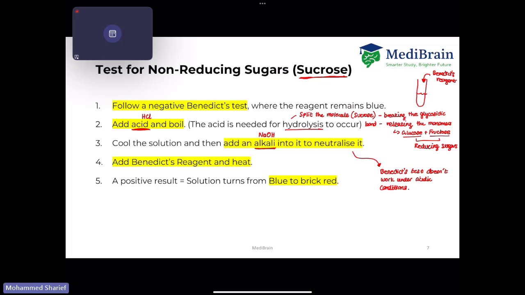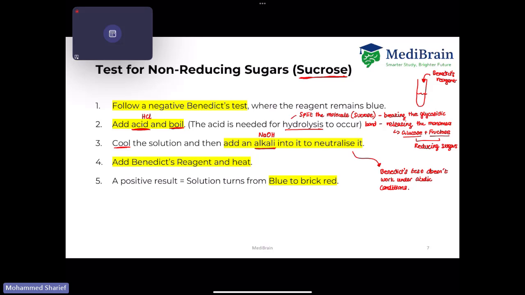Okay, and because we've boiled it over here, we're cooling it over here. We're literally bringing it back to its normal conditions. So you've added your acid and you've boiled it, you've broken the bond and you've released the individual monomers, which will show a positive Benedict's test. Now you've cooled the solution to add in alkali to it so you can neutralize the solution and bring it back to its normal pH.